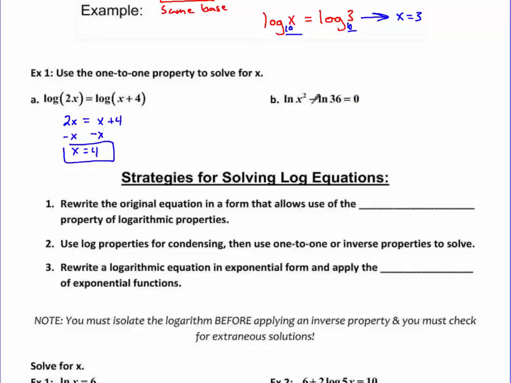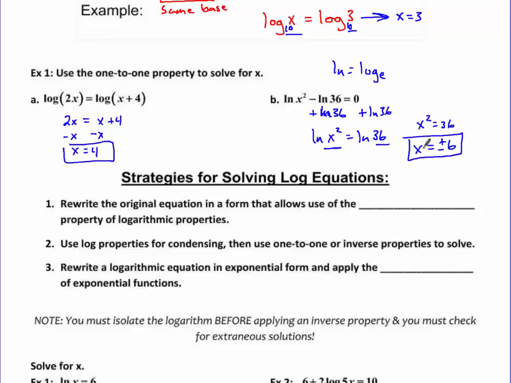So here we have the natural log of x squared minus the natural log of 36 equals 0. With logs on the same side, there's not a lot we can do. So we're going to put the natural log of 36 over on the other side. So now we have natural log x squared equals natural log 36. Okay, both of these are log base e. If you remember, ln is log base e. So these have the same base. So x squared equals 36. So you know that x equals plus or minus 6 because we square root both sides, and that's it.